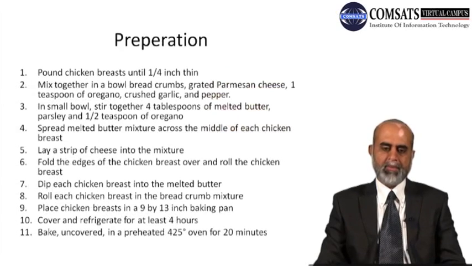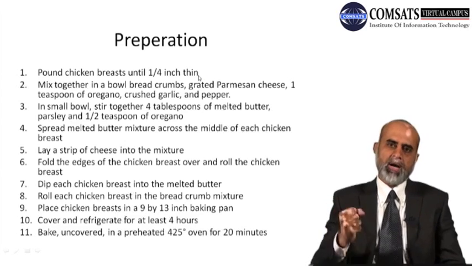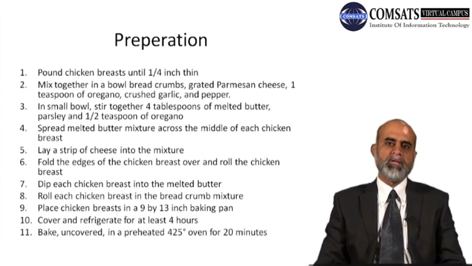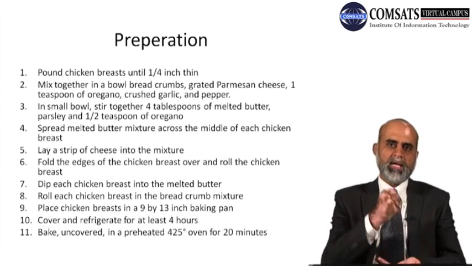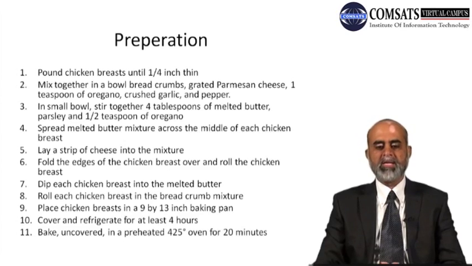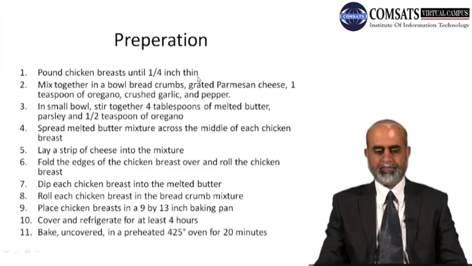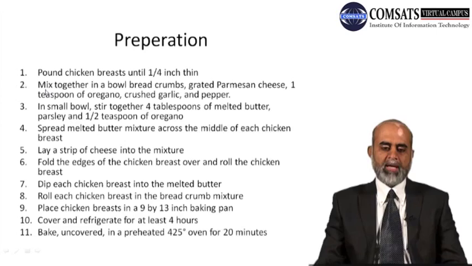And here we have the preparation or method. So what do you do? You pound chicken breasts until 1/4 inch thin. Pound means hit them hard repeatedly with force. So you have a kind of a hammer and you pound it with a hard object repeatedly until the chicken becomes 1/4 inch thin. And then mix together in a bowl breadcrumbs, grated Parmesan cheese, 1 teaspoon of oregano, crushed garlic and pepper. So mix them together in a bowl.